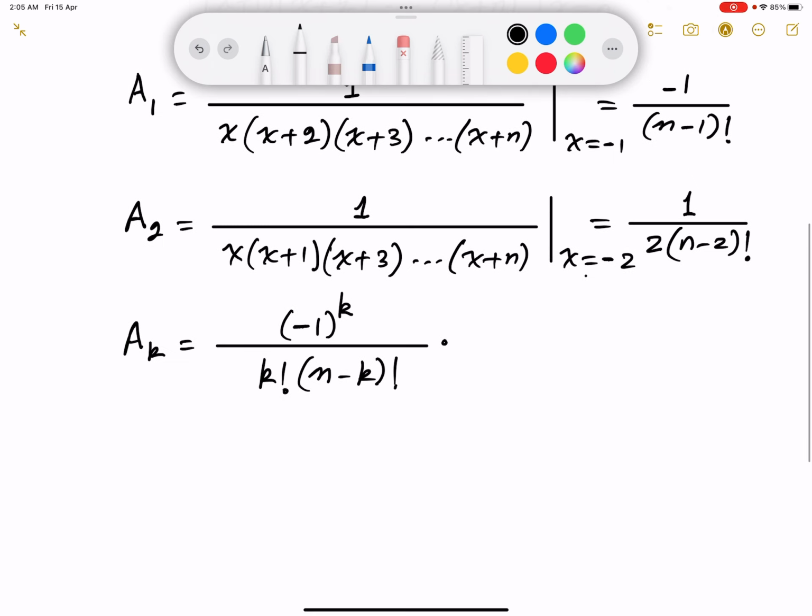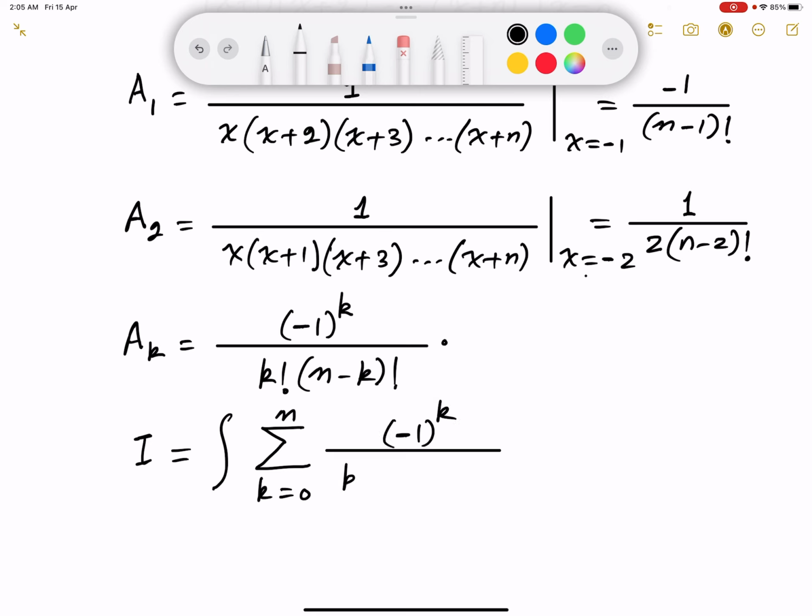So now our integral can be rewritten like this. The integral of the summation, we can express the coefficient in a summation that starts from k equals 0 all the way to n of the same expression that we have found. Okay, so minus 1 to the power k divided by k factorial multiplied by n minus k factorial, and this is going to be multiplied by 1 divided by x plus k, of course, dx.